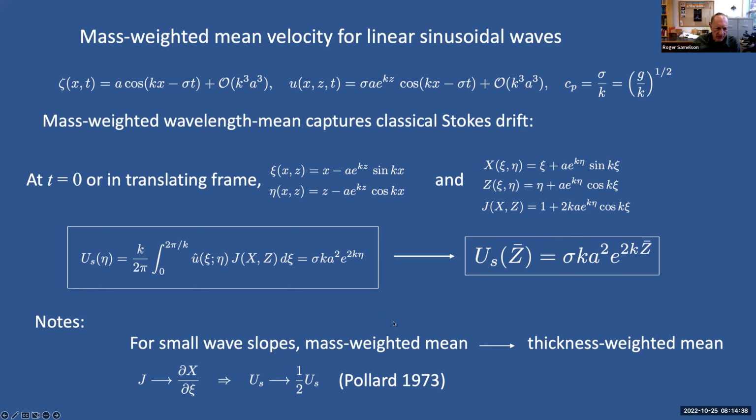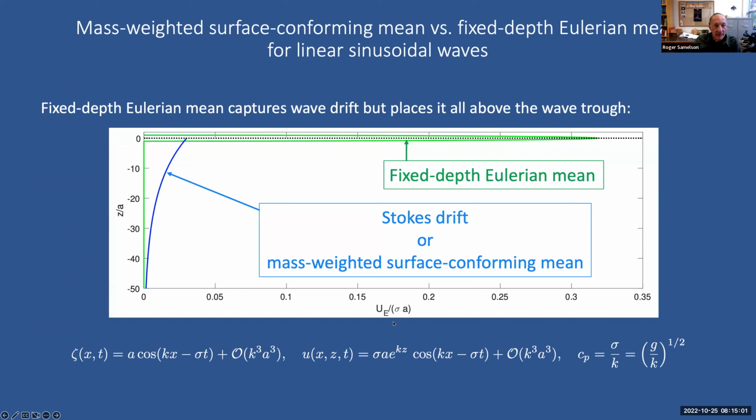If you leave out the Jacobian, you get something that's like the Pollard result, where you only get half the Stokes drift. Another note here is if you look at Gerstner waves or Pollard-Gerstner waves, which have no Stokes drift, you get the right answers in that case as well. So this is evidence that this mass-weighted mean does pick up the total mean parcel motion. And maybe that's a surprise, but maybe it shouldn't be a surprise.